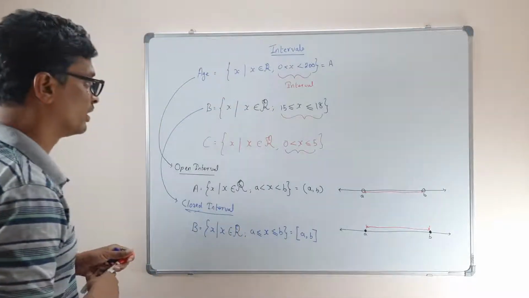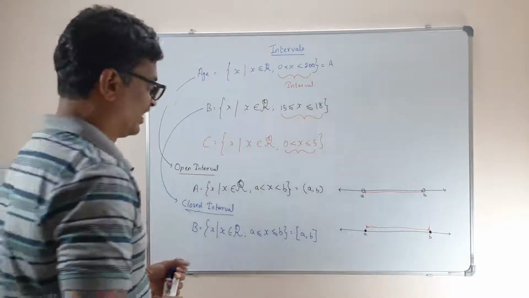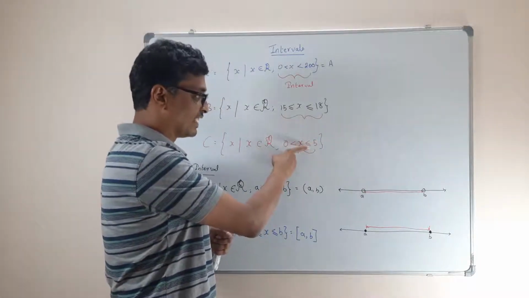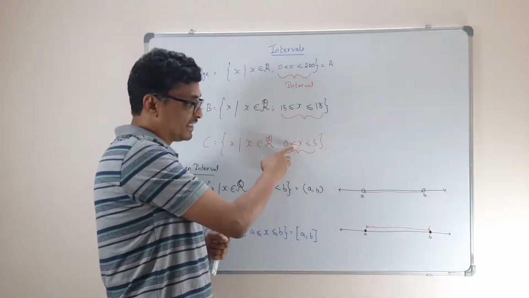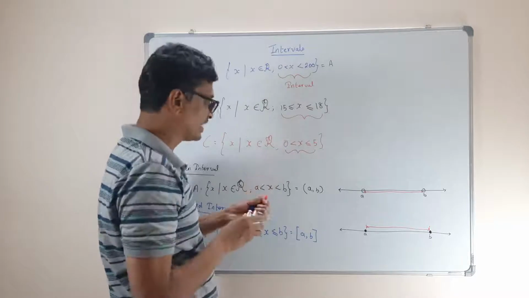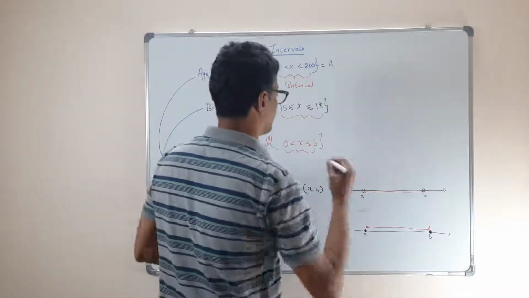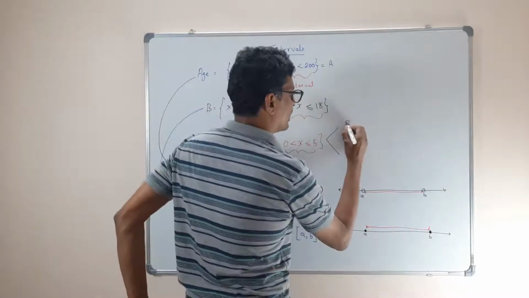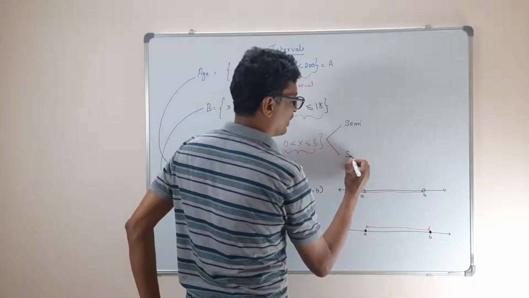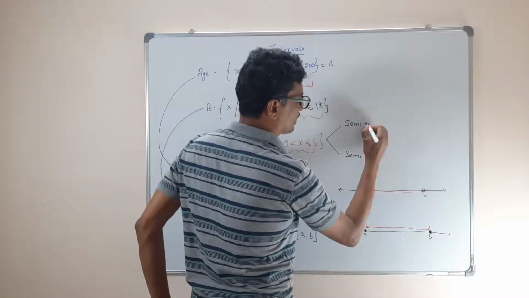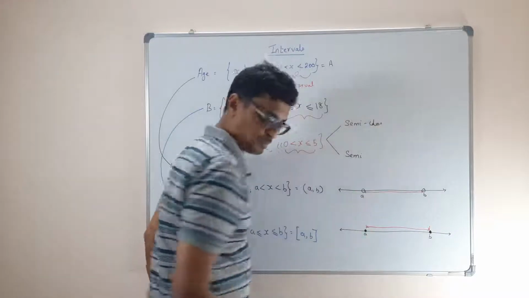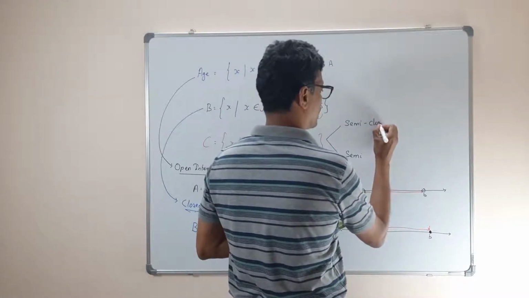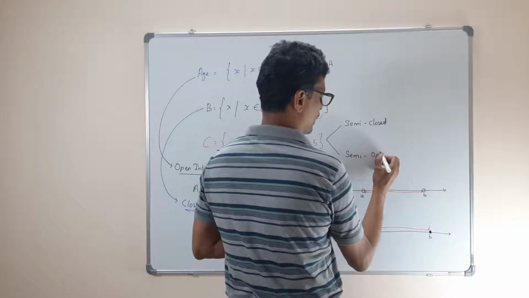Now we have one more, that is this. Here you get two types. Either X is less than or equal to, or X is greater than or equal to. Either of the cases, so this gets divided into two types. Since it is only half, we call it a semi. One type we call semi-closed, and another one we call semi-open.